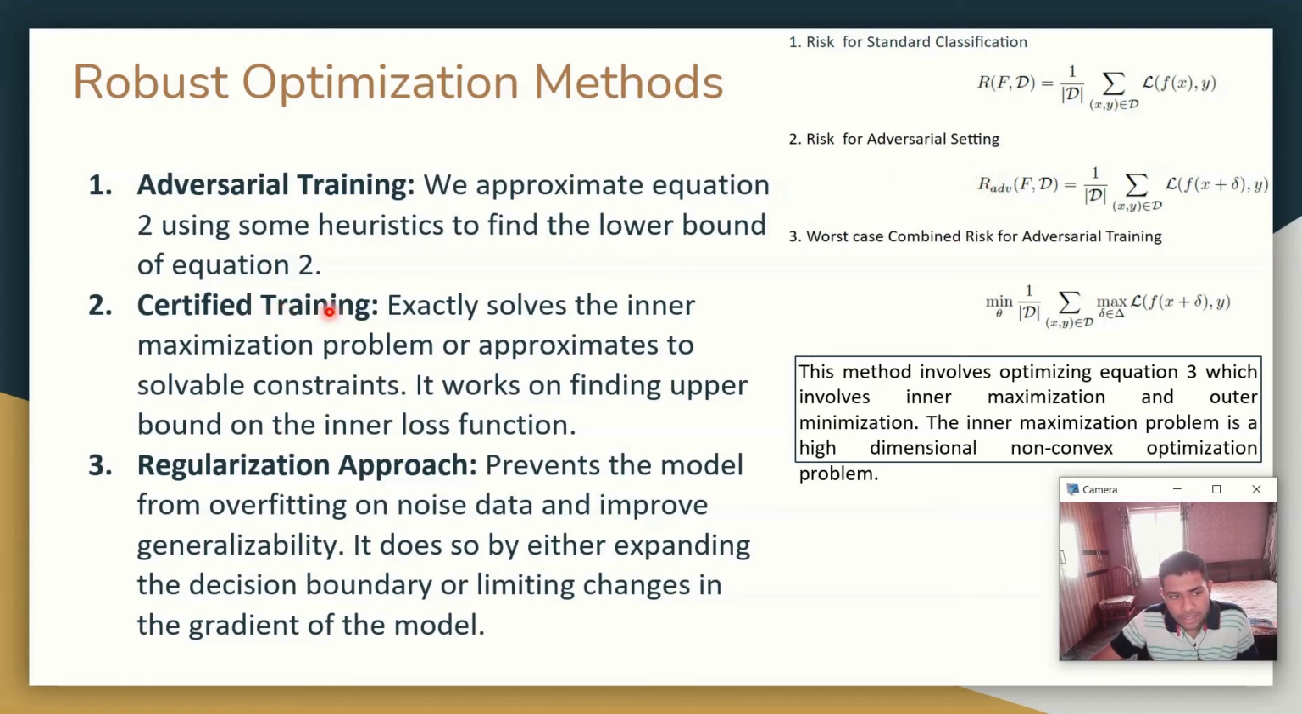So for that we see certified training. In certified training, what we do is we exactly solve the inner maximization problem of equation 3 or approximate it to solvable constraints. So we need to first solve the inner maximization problem for maximizing the given loss with respect to a set of perturbations on the given input. So we try to exactly solve it. This works on finding an upper bound on the inner loss function. So certified training will be able to certify that for a given neural network and for the given set of inputs, any attack will not be able to fool the model. So that is what certified training is going to say.